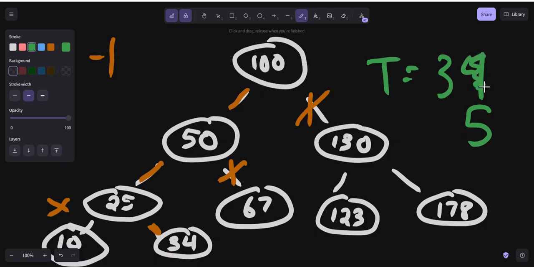35 is not in this tree. What would the algorithm do? Okay, well, I'm not going to repeat the whole algorithm from the beginning. You kind of get the idea. We would be at 34, right? So we would say, okay, 35 is bigger than 25, so go here.